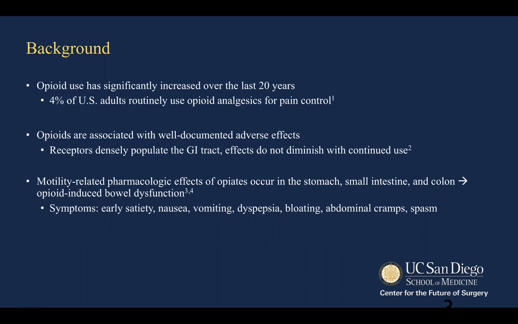Furthermore, opioid receptors densely populate the GI tract, resulting in symptoms and side effects in both acute and chronic opioid users. These effects do not diminish with continued usage. The motility-associated effects of opioids occur in the stomach, small bowel, and colon, and are collectively referred to as opioid-induced bowel dysfunction. Symptoms are variable and may include early satiety, nausea, vomiting, dyspepsia, bloating, abdominal cramping, and spasms.